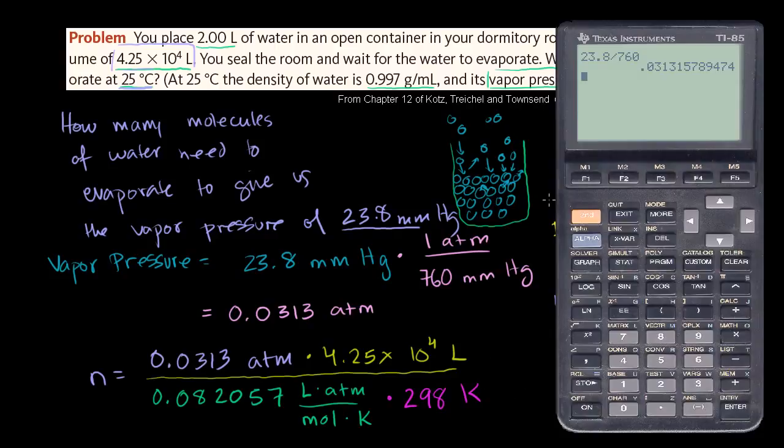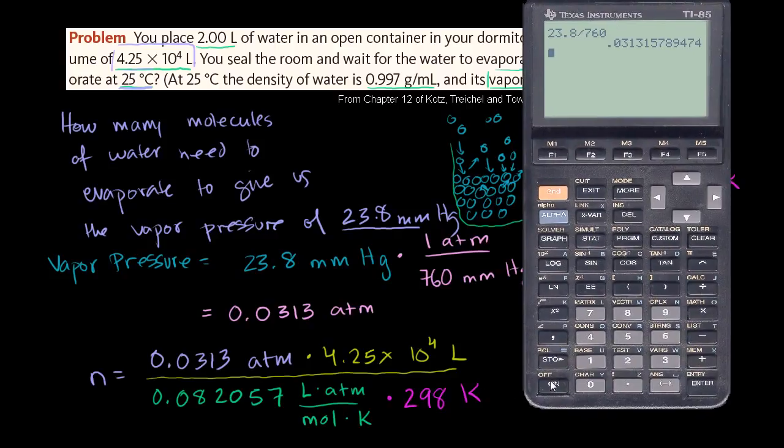So let's do that. So let me clear this out. So we have, let me use my keyboard. So 0.0313 atmospheres times 4.25 times 10 to the fourth. That E just means times 10 to the fourth. That's just the way that it works on this calculator.